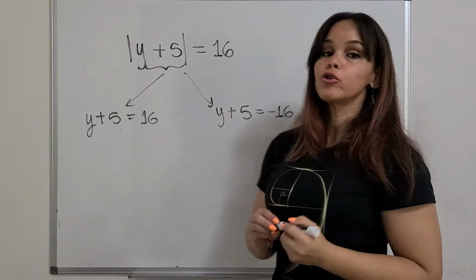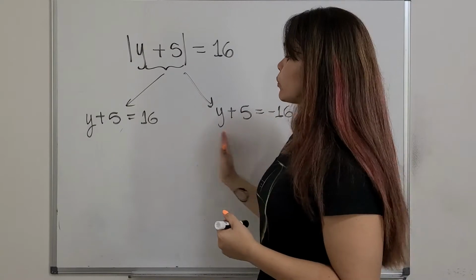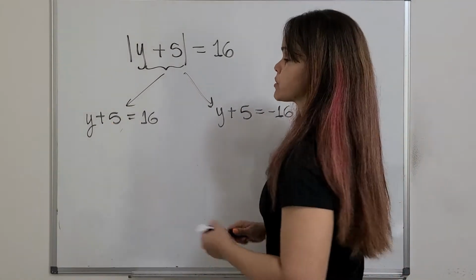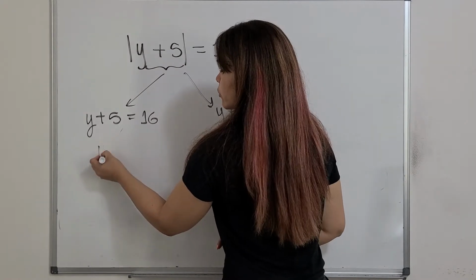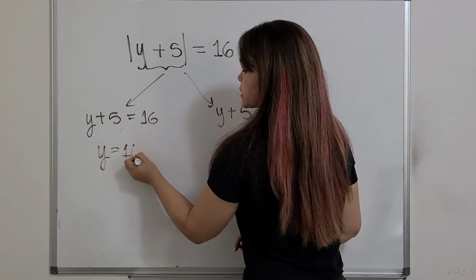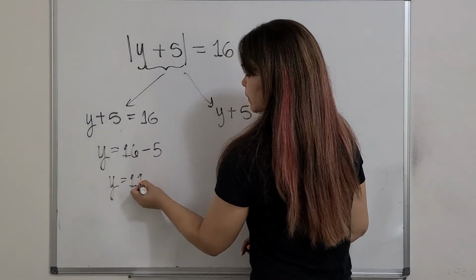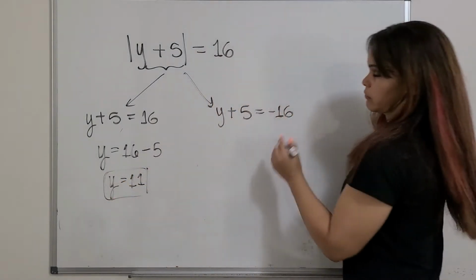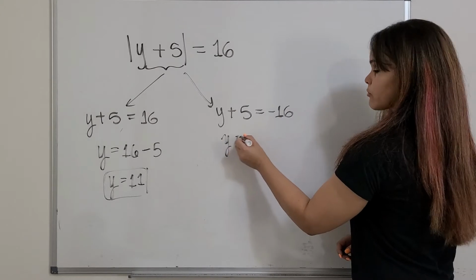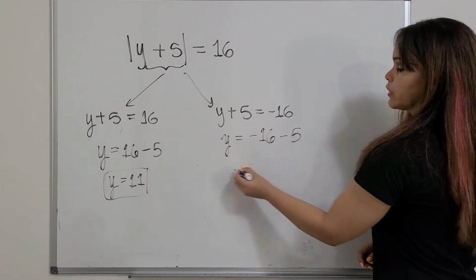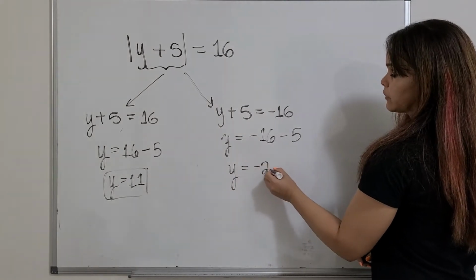Okay, so we're going to have two equations. And then what do we do? We're going to solve for y. Here I'm going to subtract 5, so this is going to be 16 minus 5, which is 11. And the same thing here. I'm going to subtract 5, so we have -16 minus 5, and this is going to give me -21.